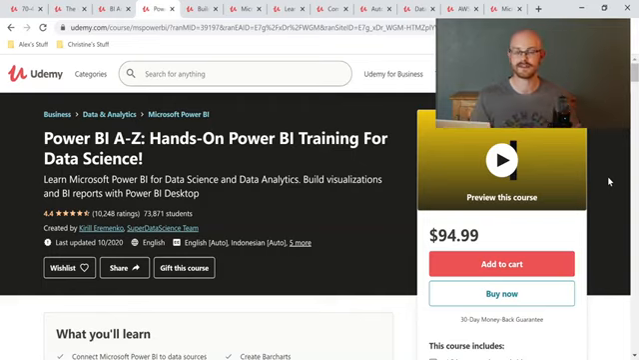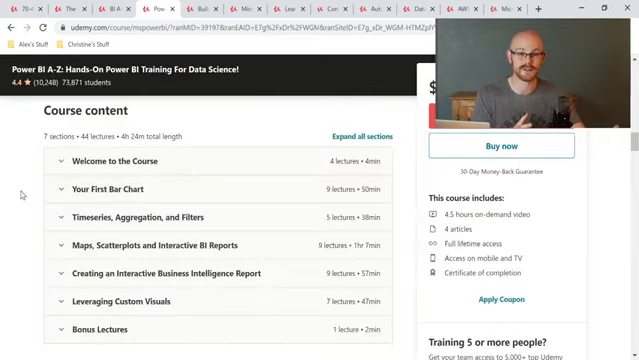And so let's get into what you're going to learn in this course. I think what you're seeing right here is a perfect representation of what you're going to learn in this course, which is you're going to learn time series, aggregation filters, maps, scatter plots, interactive BI dashboards, and creating an interactive business intelligence report. And these things are extremely important to learn. So if you do not know how to do these things currently and you want to learn how to do it, this is probably the course that I would recommend the most.